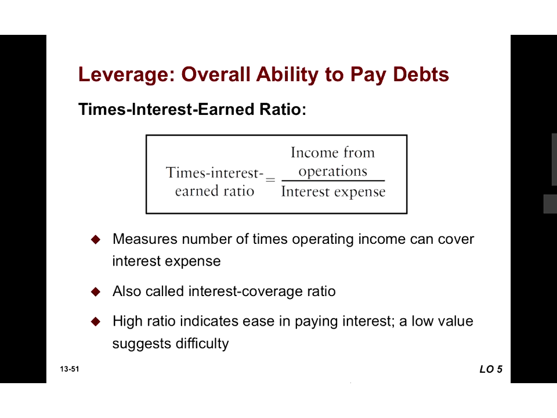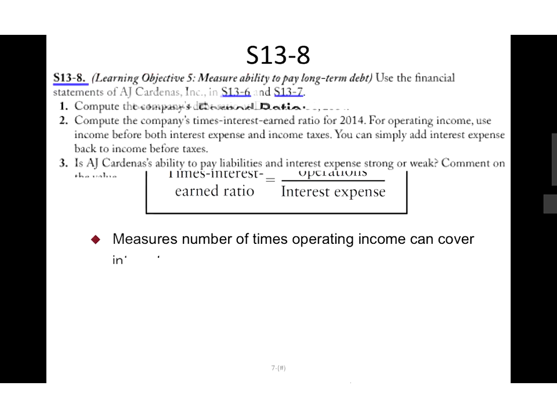If you have a low ratio, certainly less than 1, but even hovering around 1 or 2 or 3, you might have some difficulty making your debt payments, covering the interest. So the homework problem we're going to do now, we're going to calculate the debt ratio, and we're going to calculate the times interest earned ratio. So we'll try both of these out.